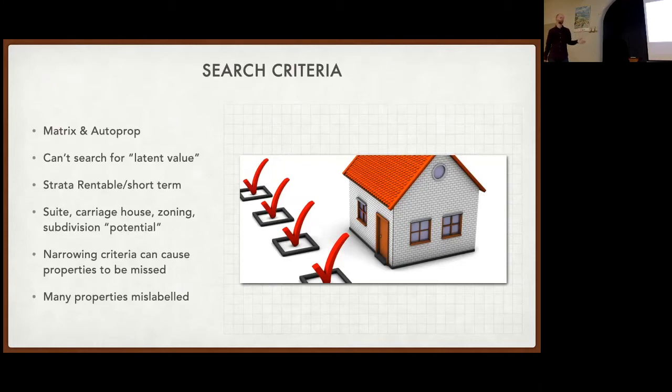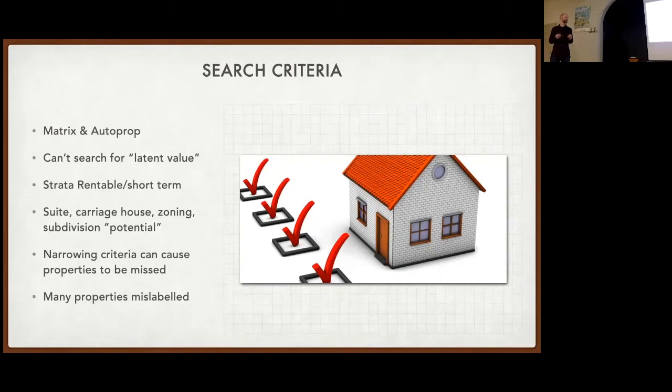Properties that have the potential to be rezoned, properties that have the potential to be subdivided, I can't search for potential. I can only search what the current zoning is, or what development plans are in place. I can't actually narrow it down to things that have the potential to change.